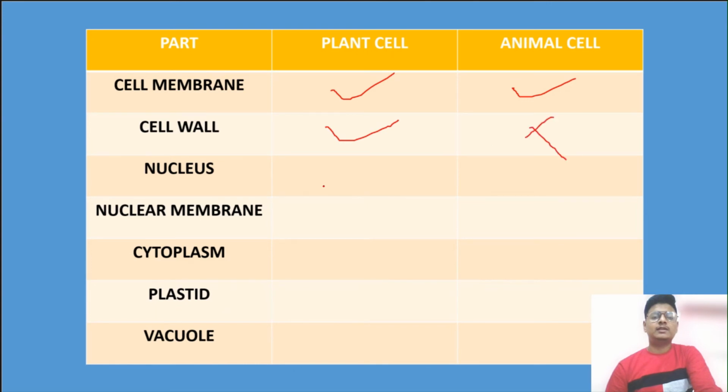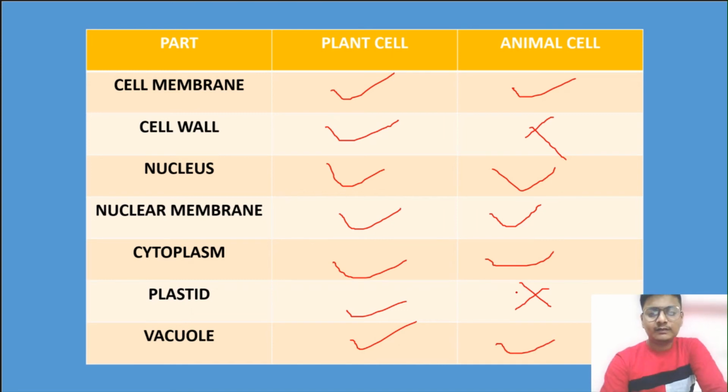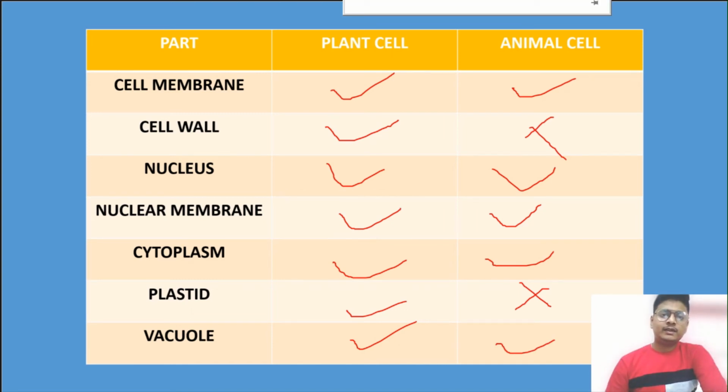Animal cell, no. Nucleus is in both. Nuclear membrane is in both. Cytoplasm is in both. Plastids are only in the plant cell. Vacuole is in both but different in size. Okay students, is everyone with me now? Now let's go further.